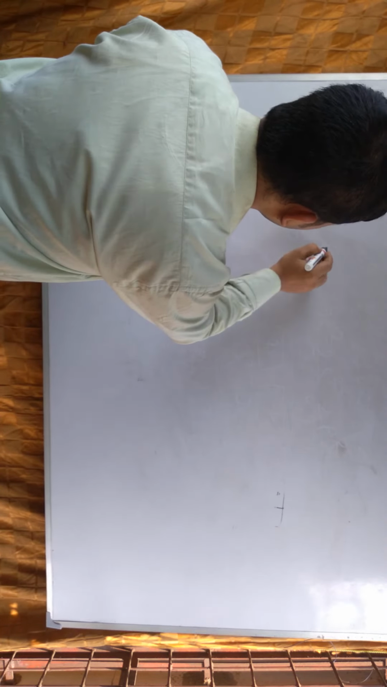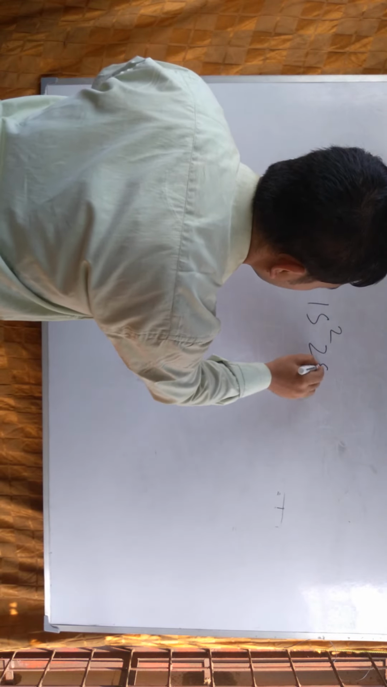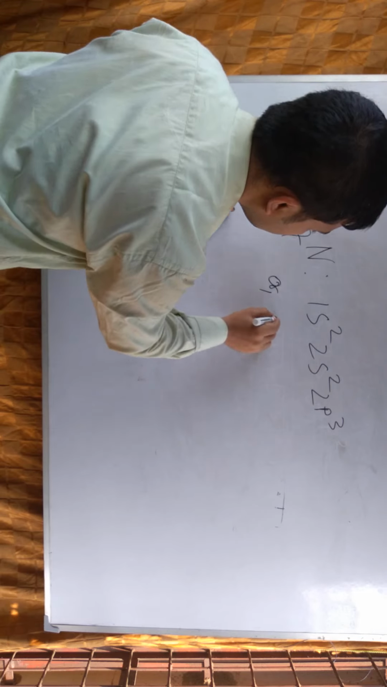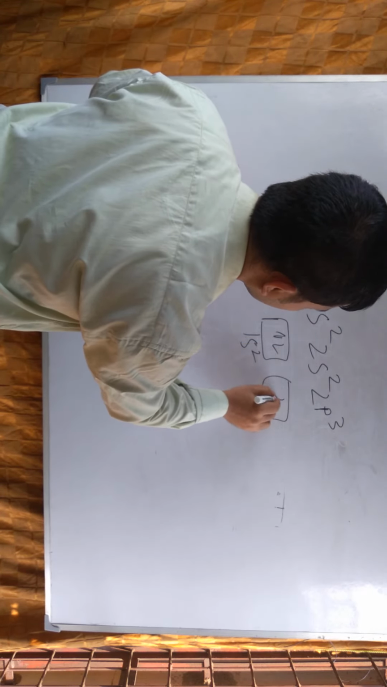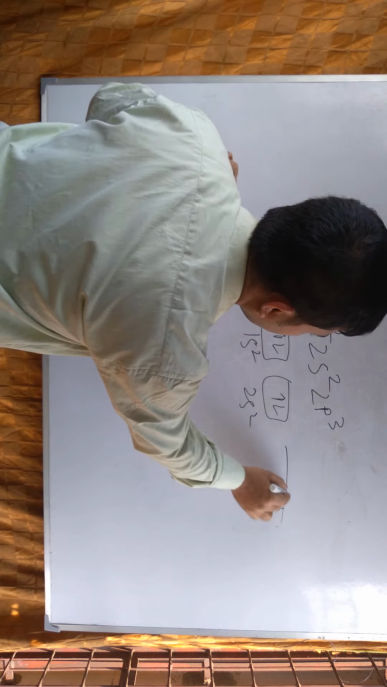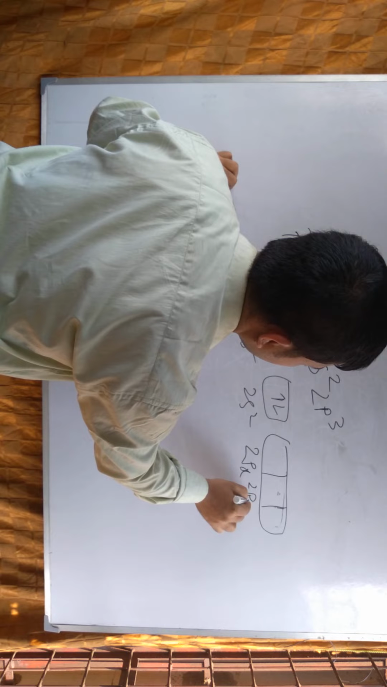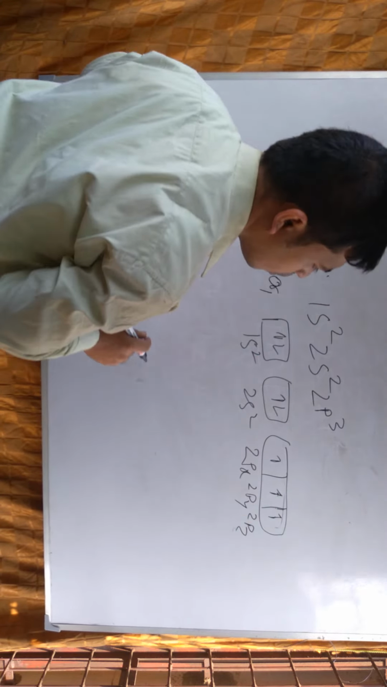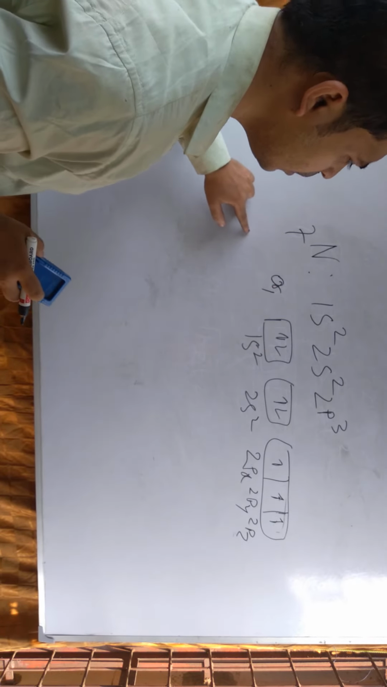Next we write the electronic configuration for nitrogen. Having atomic number 7, we write the electronic configuration as 1s2, 2s2 and 2p3. Or by orbital diagram we can write 1s2, 2s2 and 2px, 2py and 2pz, each one contributing 1 electron. So this is the electronic configuration of nitrogen.